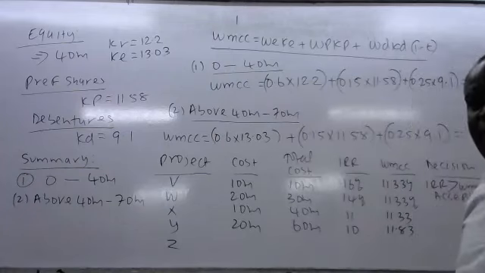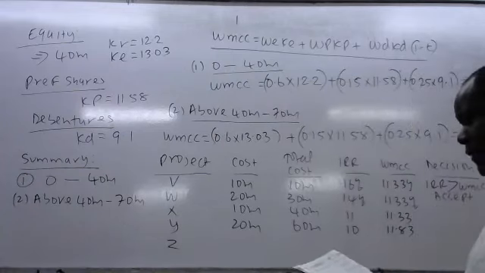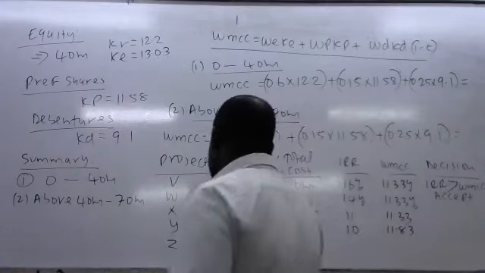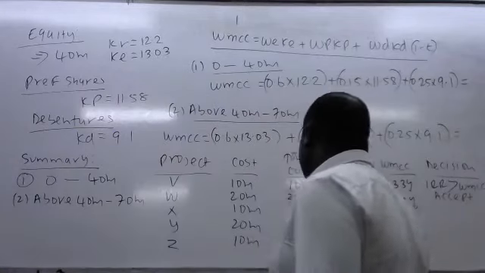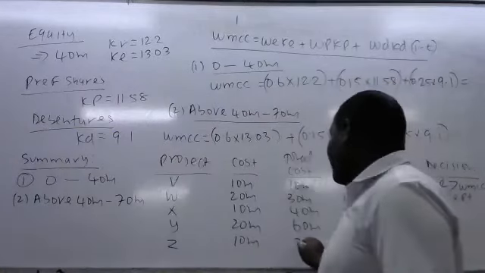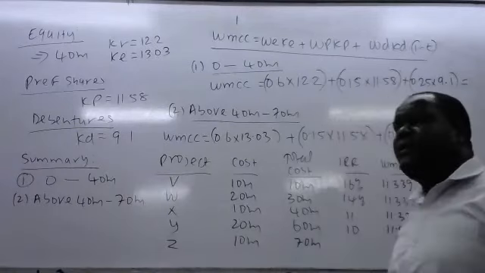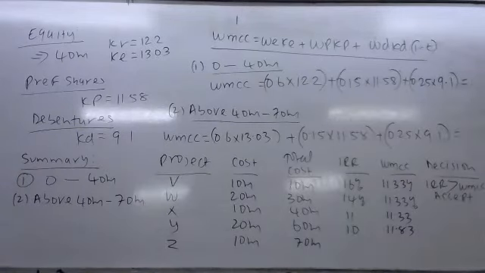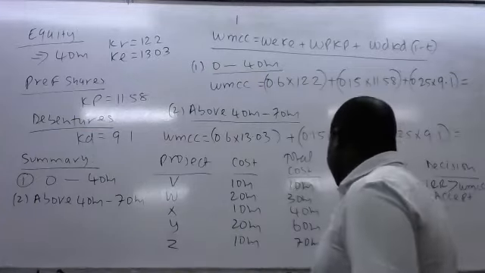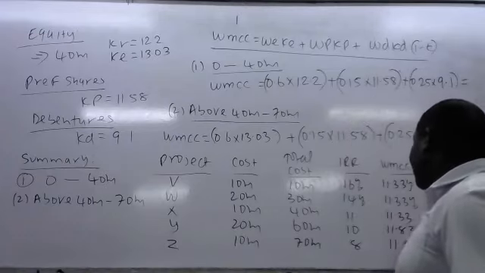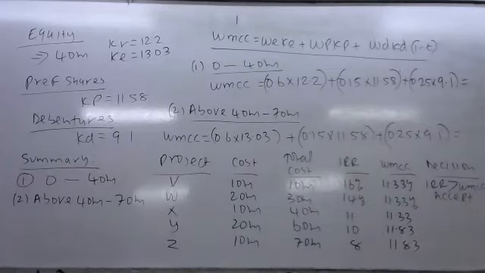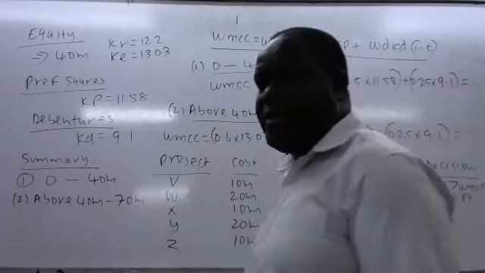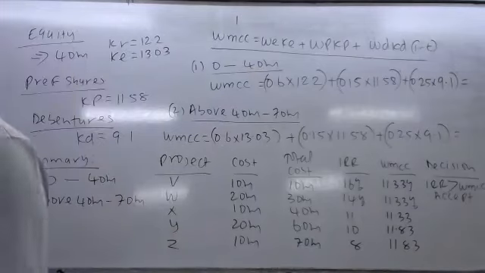So for Z, we are given which figure? 10 million. So the total cost must be what? It is 70 million, isn't it? Yeah, so 70 million is still between 40 to 70. So the IRR is given as 8, which is still below 11.83. So that project is also rejected.